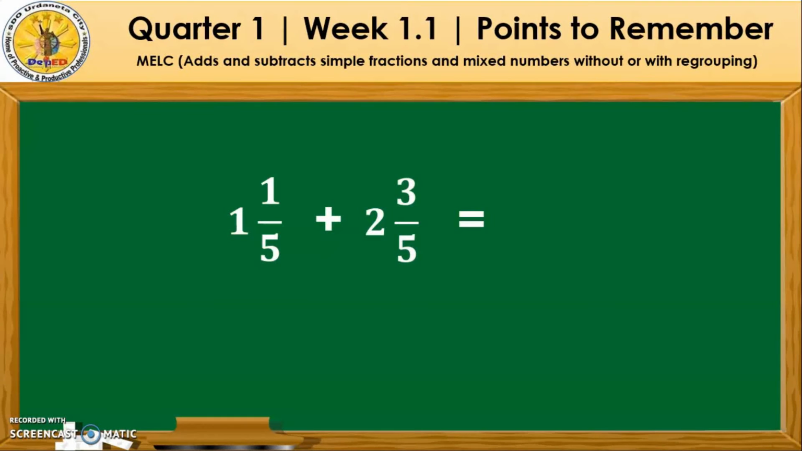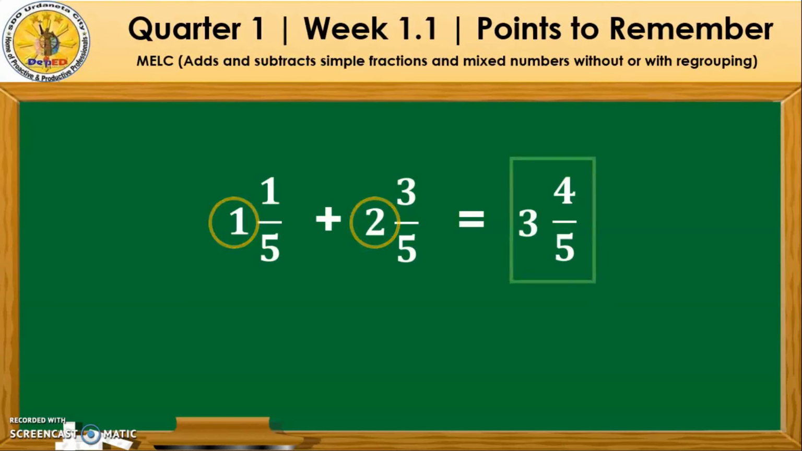Let's try this example. We have 1 and 1/5 plus 2 and 3/5. Let's add the fraction first. 1/5 plus 3/5. What's the answer? That's right, it's 4/5. Now let's add the whole numbers. 1 plus 2, what will we get? Very good, it's 3. So what is our final answer? You are correct. It's 3 4/5.